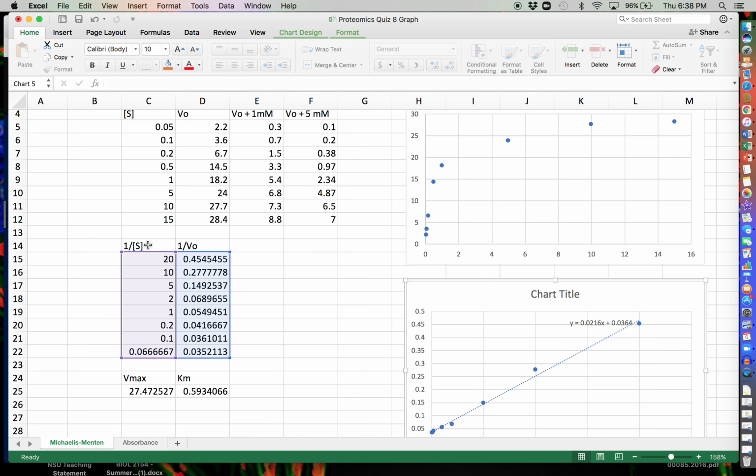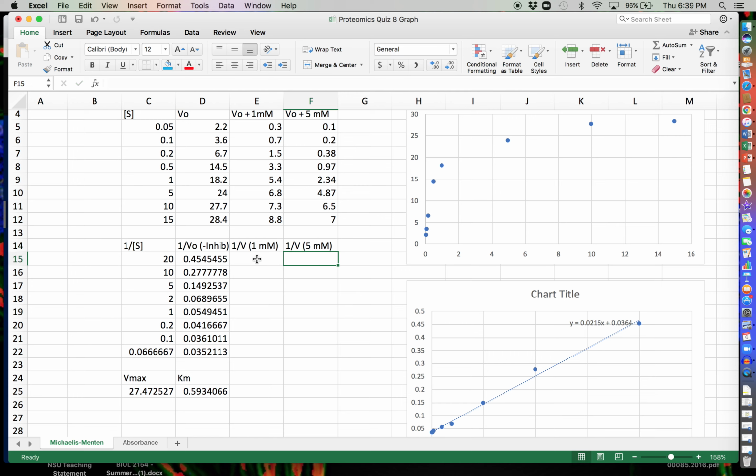So 1 over S here. This right here, I'm going to update so that we know that this is without inhibitor, so minus inhib. I guess that'll work. This is going to be our 1 over V. We'll say that this is 1 millimolar inhibitor, and then I'll say that this is 1 over V. We'll say that this is 5 millimolar inhibitor.